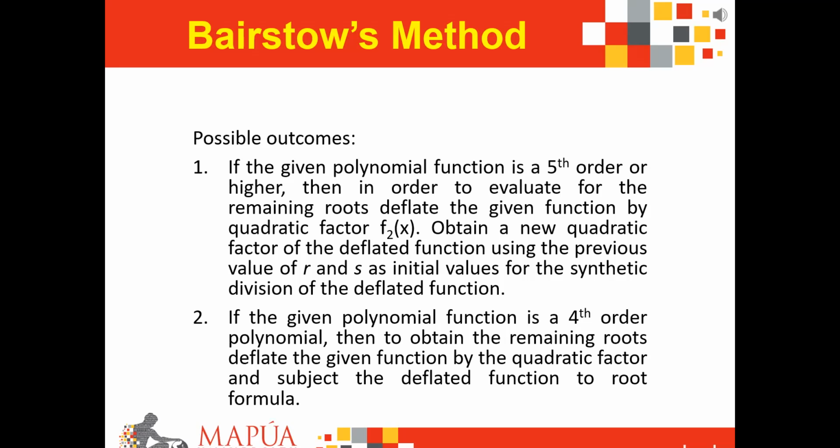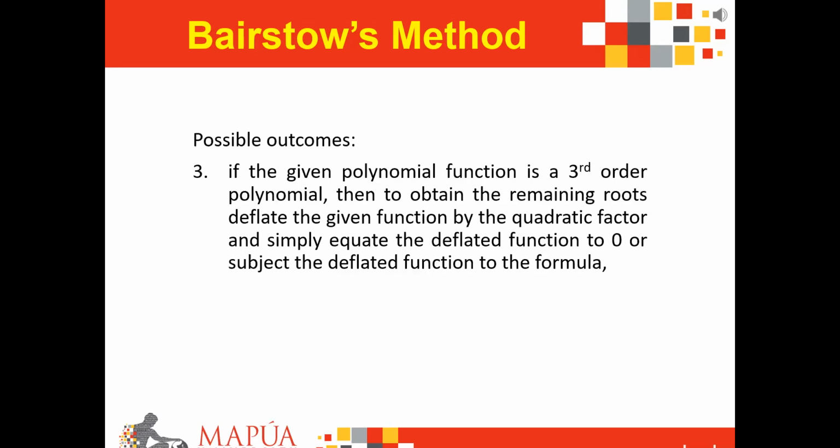The other possible outcome is if you're given a fourth order polynomial function. After solving your quadratic function f2 of x using Bairstow's method, in order to evaluate the remaining two roots, you simply deflate the function, or divide your fourth order function by your second order function, giving you a second order function, and then simply subject that to your root formula again.